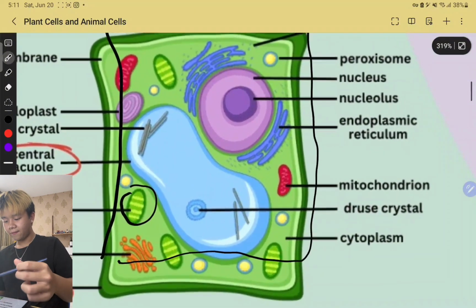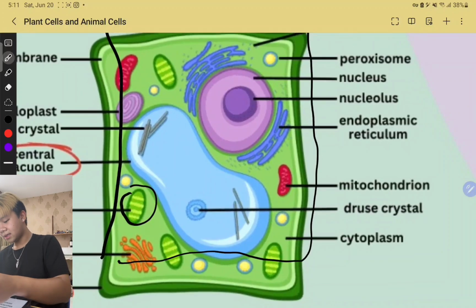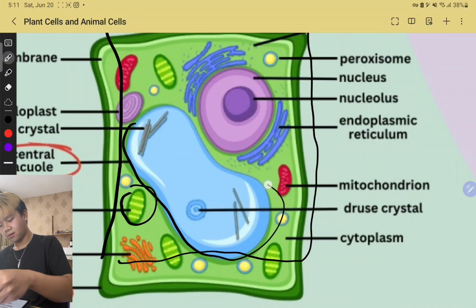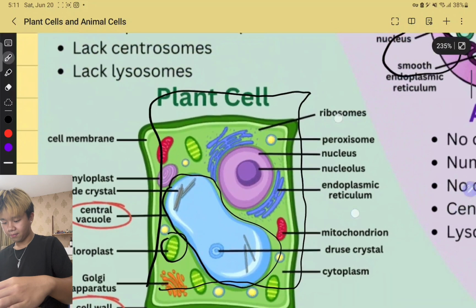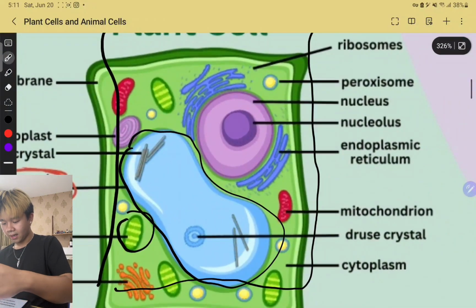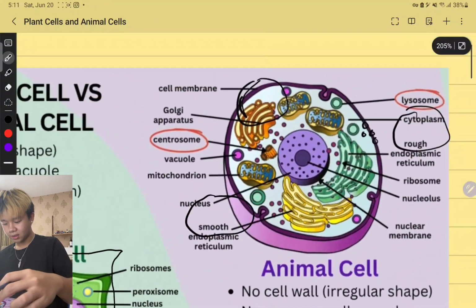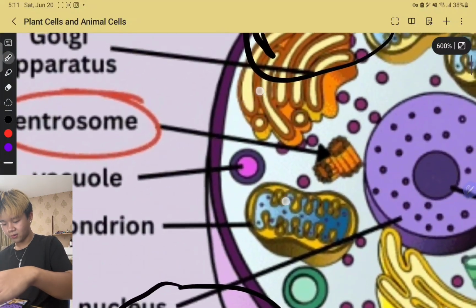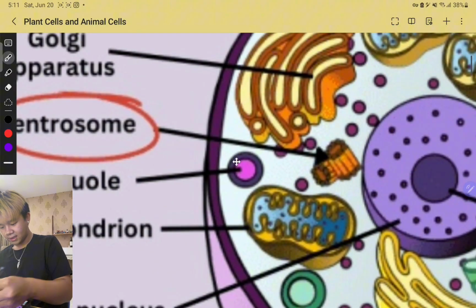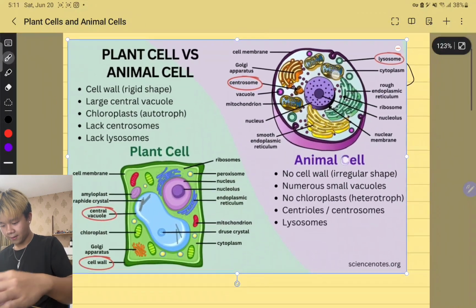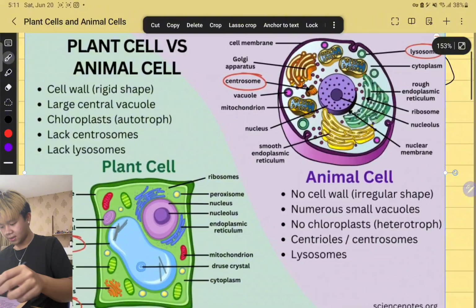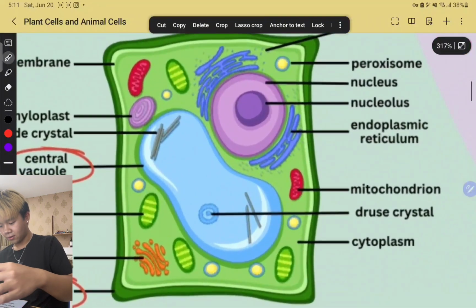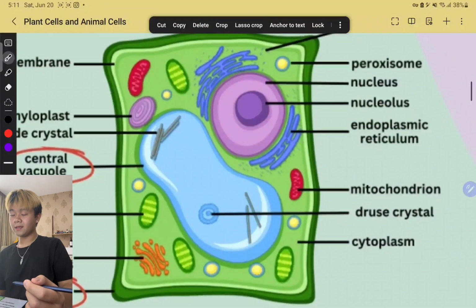Okay, so this is the feature that I spoke about earlier. This is the large permanent vacuole that a plant cell has. Look at the size of this in comparison to, say, a vacuole in the animal cell. You can clearly see the difference in size between these two cells and their vacuoles here. And so, yeah.